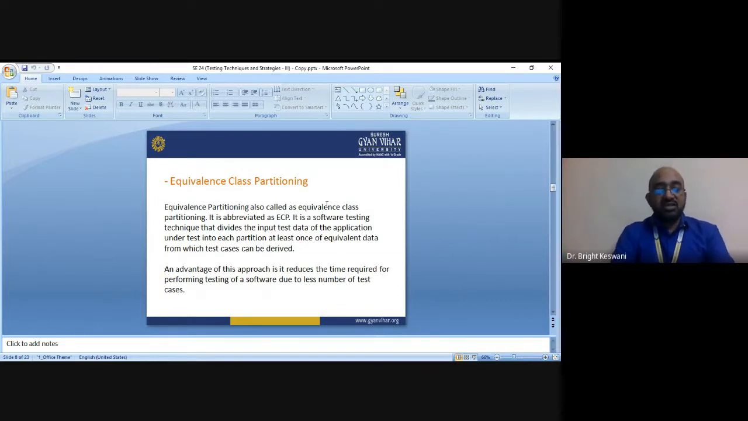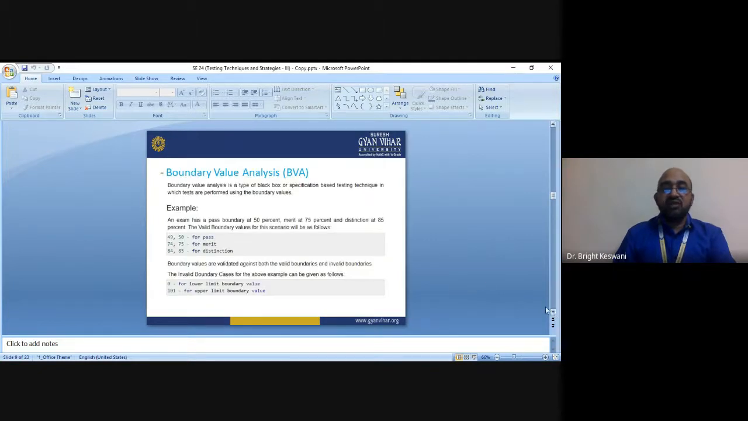Now come to the next technique, which is boundary value analysis, BVA. Boundary value analysis is a type of black box or specification based testing technique in which tests are performed using the boundary values.